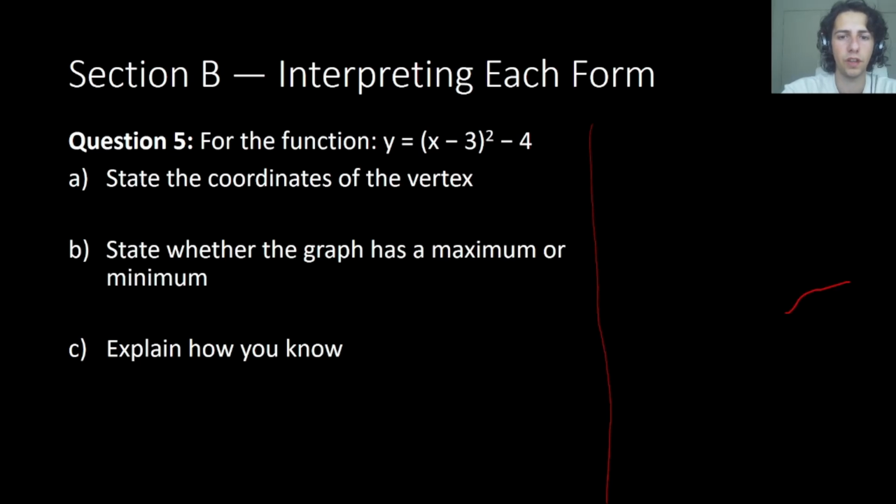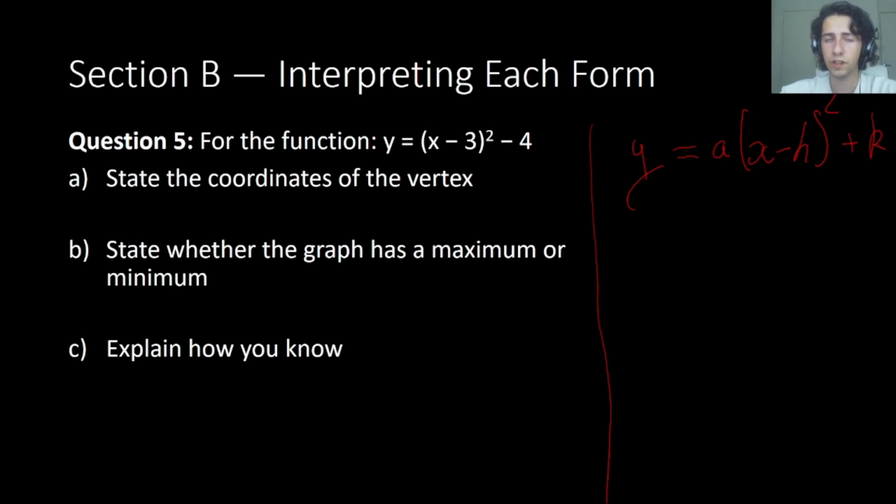And remember, the vertex form is always going to look something like this. Now, state the coordinates of the vertex. In general, especially once we get into the vertex form, the vertex is always going to be (h, k).